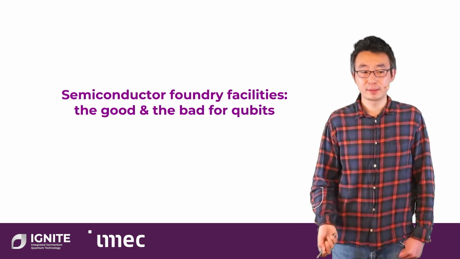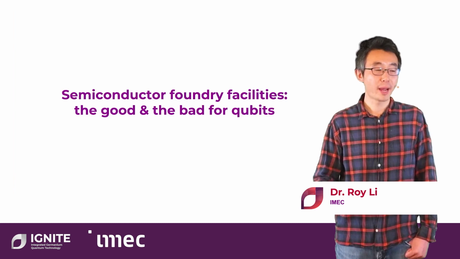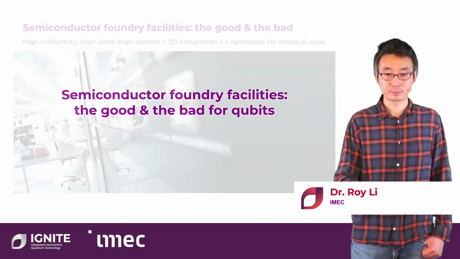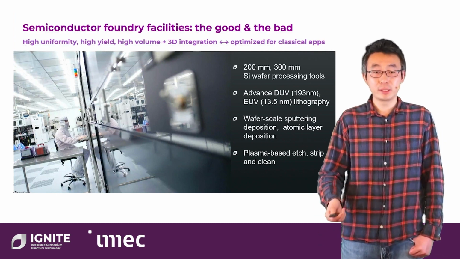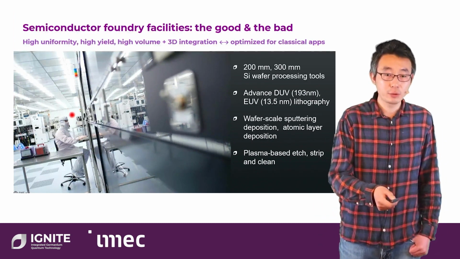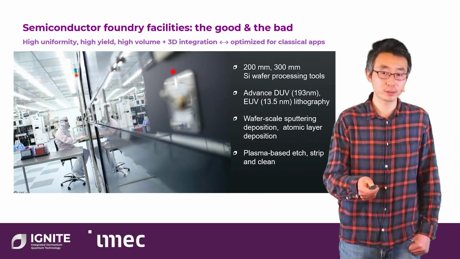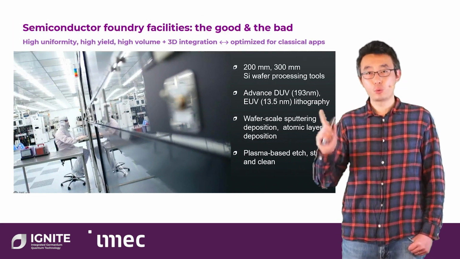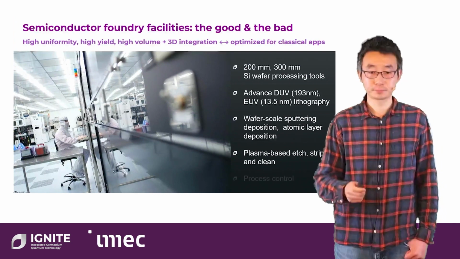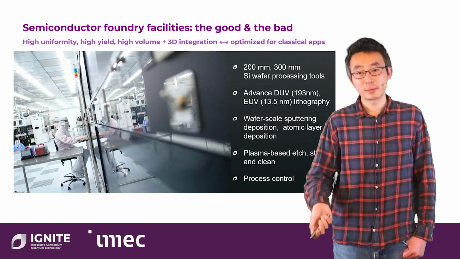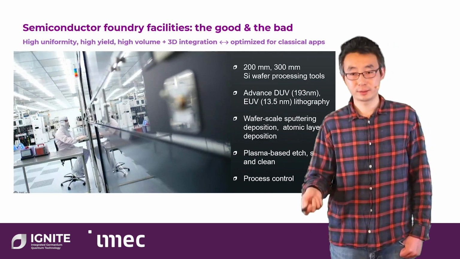So with all that in mind, let's look into the semiconductor foundry facilities and the good and the bad for qubit applications. The foundry allows high uniformity, high device yield, high volume, plus 3D integration, basically complex structures. However, they are really optimized for classical applications, which operate at room temperature. On top of that, there's also the process control that allows a detailed understanding of each step.